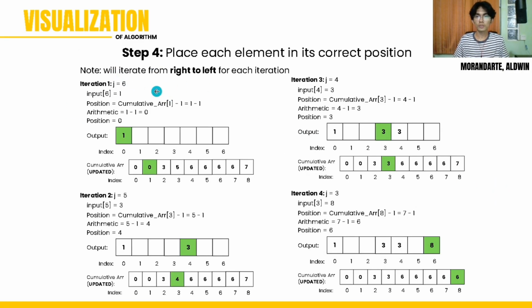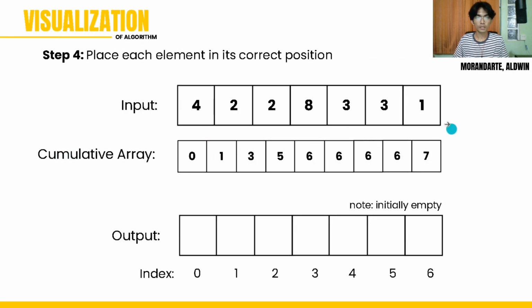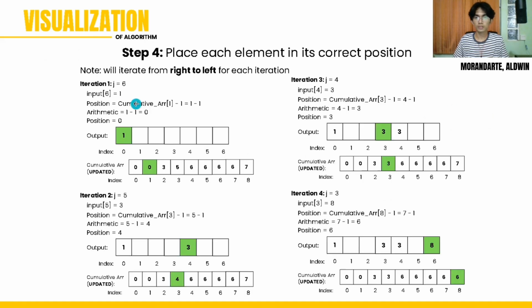Also, one more note would be the fourth step. The iteration will start from the end of the input array up until the beginning. So here in iteration 1, we have j is equal to 6, because 6 is the last index of the input array that we have. So 0, 1, 2, 3, 4, 5, 6.